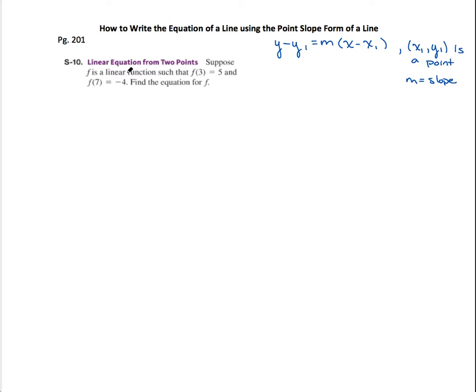So we're told that f is a linear function such that f of 3 equals 5 and f of 7 equals negative 4. And we want to write the equation for f. To write the equation, we need two things: a point and the slope of the line. Notice in this example, we were not given the slope. The only thing we're given are 2 points. So if we don't have the slope, this means that we have to go and find it.